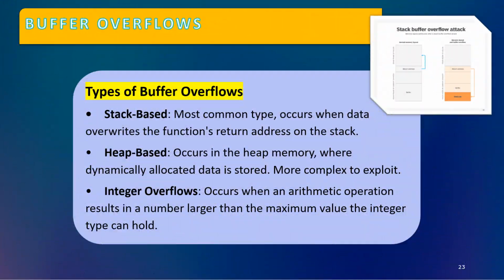Types of buffer overflows. There are different types of buffer overflow attacks. Stack-based buffer overflows occur when excess data overwrites the return address in the call stack, allowing an attacker to execute arbitrary code. Heap-based buffer overflows happen in dynamically allocated memory and can be more complex to exploit. Integer overflows occur when arithmetic operations result in a number exceeding the storage capacity of a variable, leading to unexpected behavior. Each of these vulnerabilities poses a serious risk if not properly mitigated.